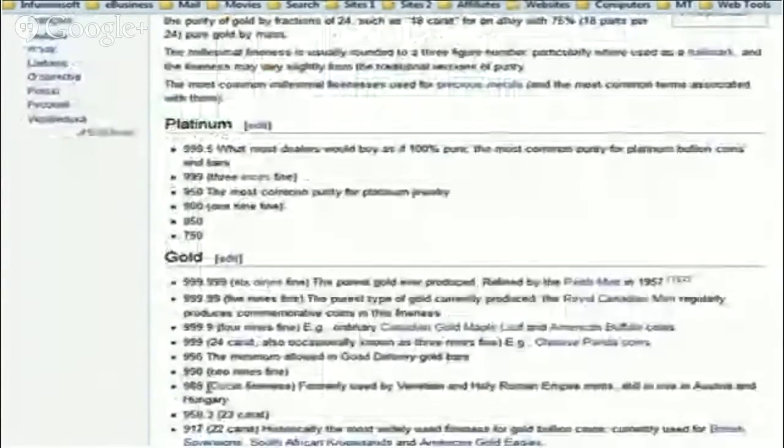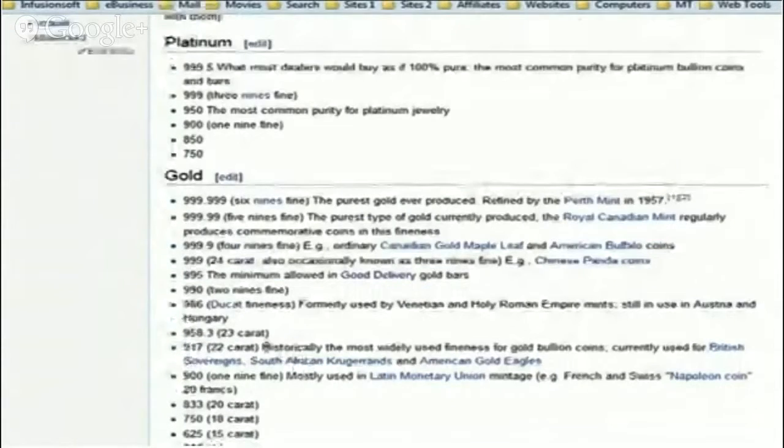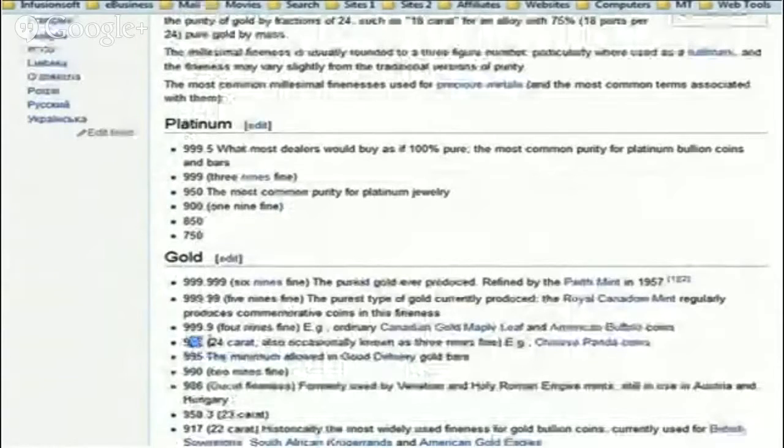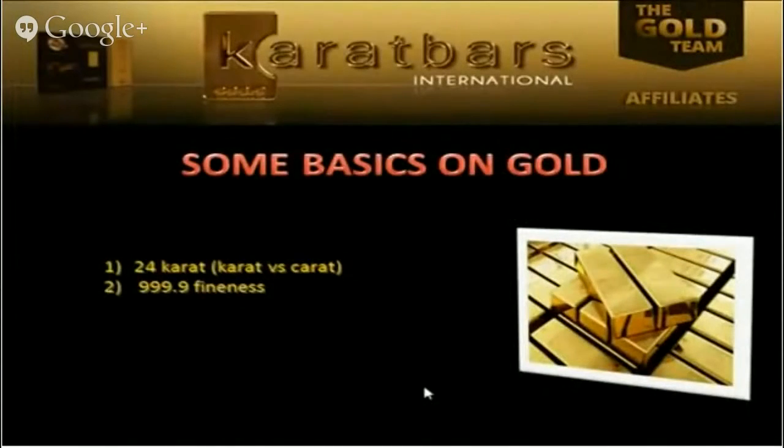And if you have a look at gold here, you can go right down. 18 carat is regarded as 750. There's 9 or 10 carats, there's 400 odd. And we're up here. Let's have a look. 999 is regarded as 24 carat, and 999.9 is what our Karatbars is manufactured to, is the standard fineness. Okay, so that's the fineness, or where you get the 999.9. It is parts per thousand. So in other words, it's 99.99% pure.